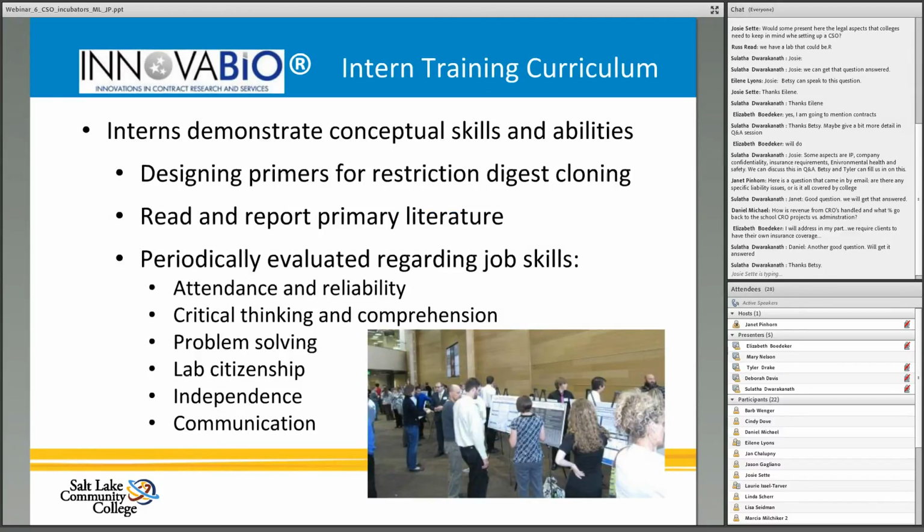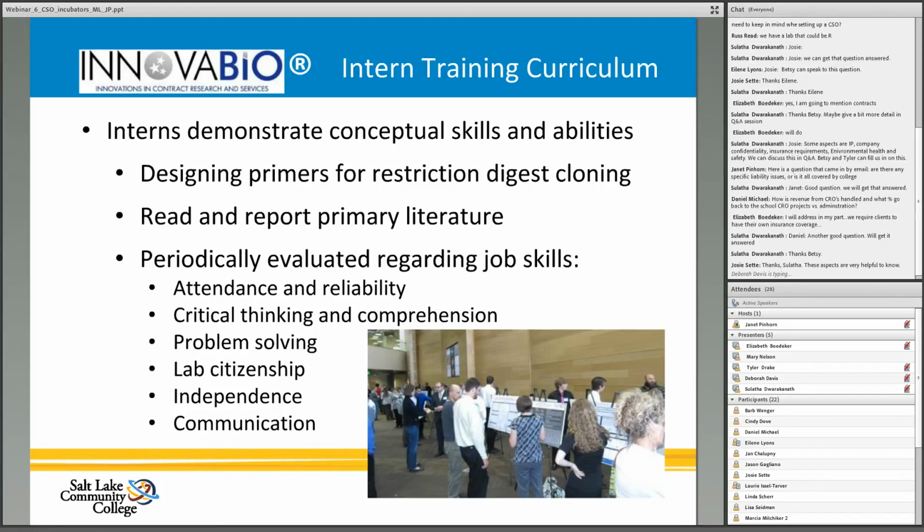So continuing on with our curriculum, we ask the students to demonstrate conceptual skills and abilities. So they do a quick exercise in designing primers. They read and report from the primary literature, and they're periodically evaluated on their job skills, so attendance, reliability, all those typical soft skills. And we do our best to give them strong support on how they can develop those skills more effectively.